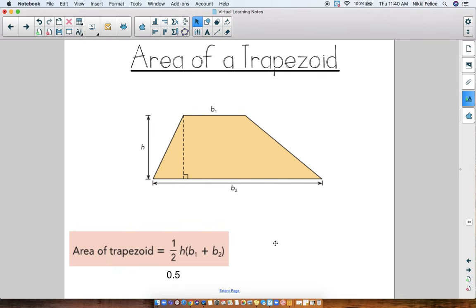Or you could do it this way. You could do the height times base 1 plus base 2 and then afterwards divide all of that by 2 because multiplying by 1/2 is the same thing as dividing by 2. All right, so let's get those notebooks out. Hopefully you have copied down these formulas, which is super important. And now let's go try some examples.